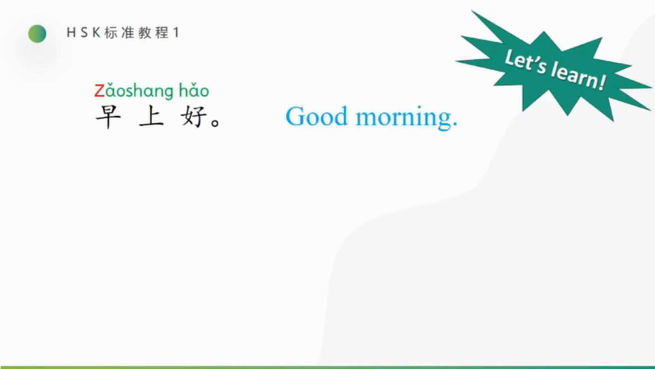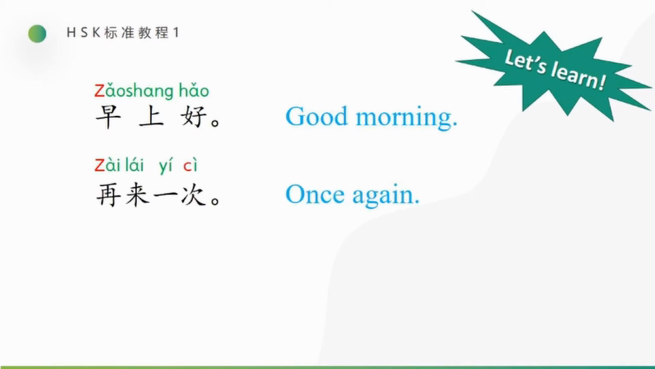We also learned their pronunciation through a few sentences. Let's look at this one. 早上好. Here, 早 is headed by 滋. 早上好 means good morning. This one, 再来一次. Once again. 再来一次. This one, 放松一下. 松 is headed by 思. 放松一下. To have a relax. To relax.